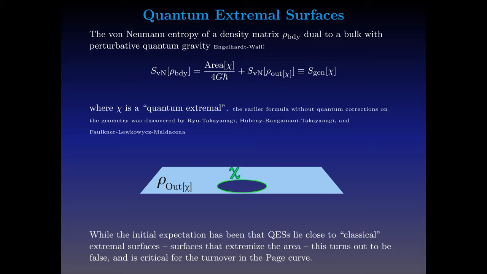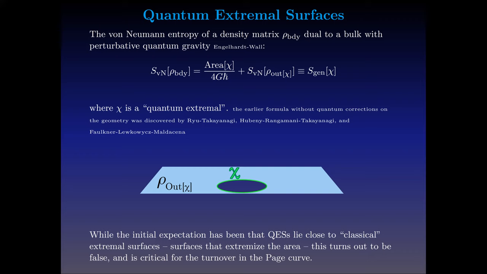Now, the initial expectation when we first proposed this in 2014 was that quantum extremal surfaces should always lie close to classical extremal surfaces, because we're talking about perturbative quantum gravity here, so we expect that they'll be perturbatively close to their classical cousins. And classical extremal surfaces just extremize this area term over here. And it actually turns out to be critically important for computing the Page curve, the unitary Page curve, that this is false, that we can have quantum extremal surfaces that are very far from classical extremal surfaces.